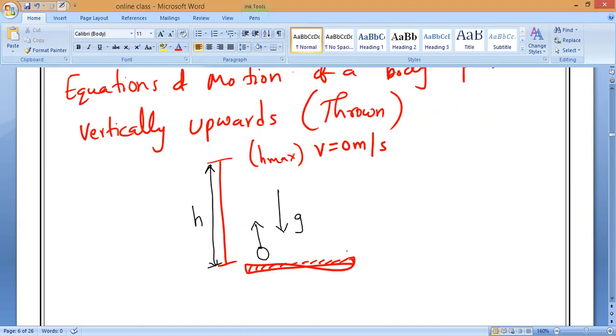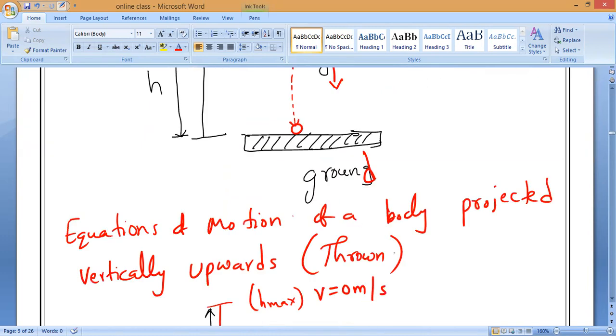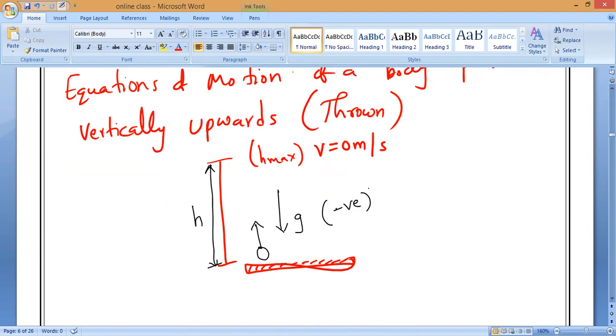Also see the sign convention for G. This is also very important. G is what? Negative. In the freely falling case G is positive, so no need to change the sign. But here G is negative, so we have to change the sign convention.